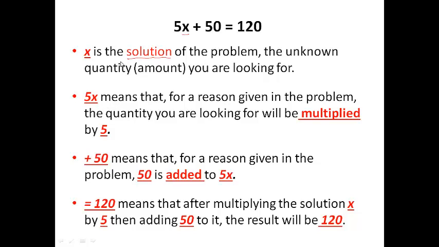5x, well, we've already talked about that. That just means that we're going to multiply 5 times x. Plus 50 means that for a reason given in the problem, 50 is added to the 5x. And equals 120 means that after multiplying the solution x by 5, that's right here, multiplying the solution x times 5, and then adding 50 to it, the result will be 120.